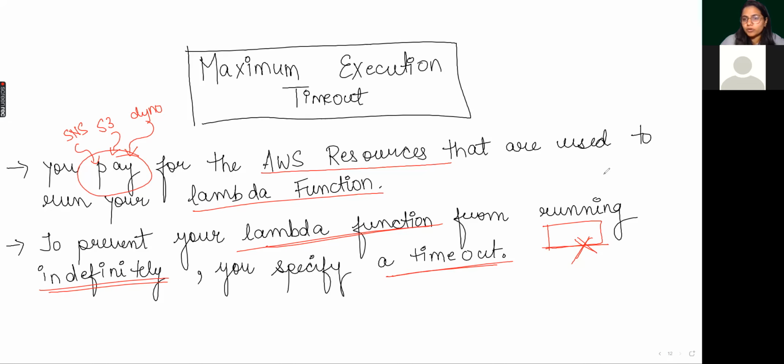If you're running your Lambda function for 1 hour, you're charged for 1 hour for the S3 bucket also, you are charged for DynamoDB also, and for SNS also. So adding all these up is going to give you a huge amount of money. So it is beneficial that you specify the timeout instead of letting the Lambda function run on its own.